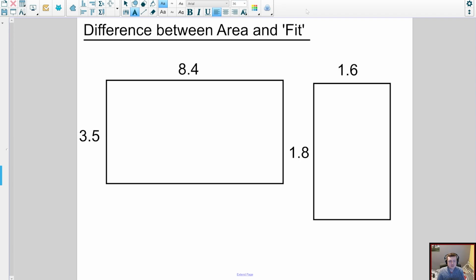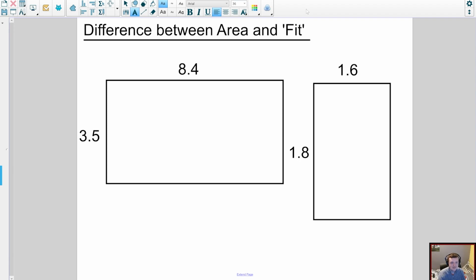And so we're going to have to use our knowledge to see how many will fit into a bigger space. And they won't explicitly use the word fit, so you have to implicitly understand the difference between a solid and a liquid thing. So in this example, let's say we've got a roof, which is 8.4 meters by 3.5 meters. And we've got a solar panel that is 1.6 meters by 1.8 meters. And they want to know what is the highest amount of solar panels that will fit in this space.